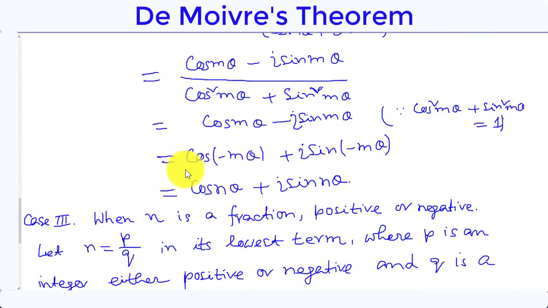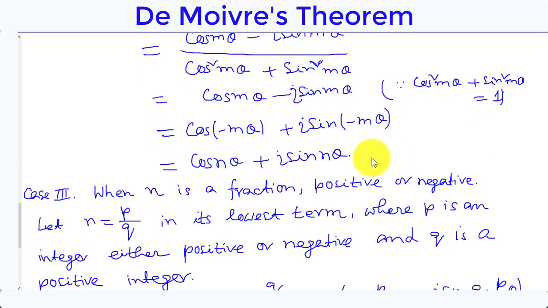This can be written as cos of minus m theta plus i sin of minus m theta, and this is equal to cos n theta plus i sin n theta, replacing the value of m in terms of n.